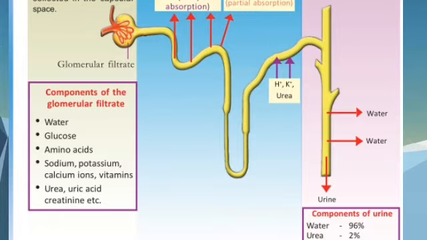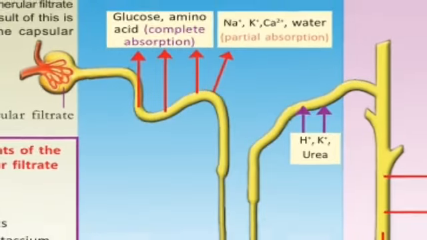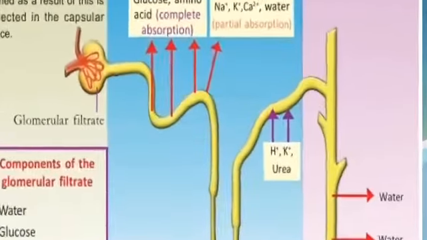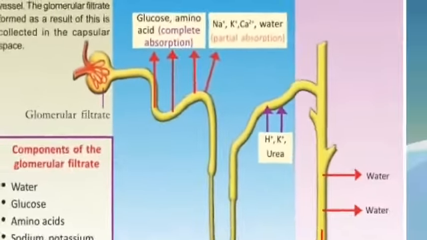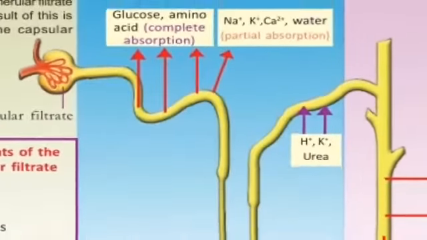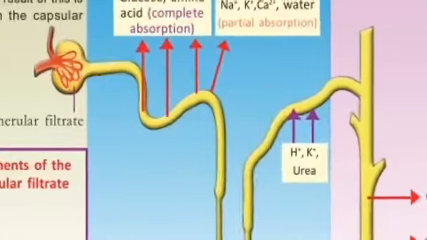The glomerular filtrate contains mainly water, glucose, amino acid, sodium, potassium, calcium ions, vitamins, urea and uric acid. Whereas the urine contains water, urea, sodium chloride, potassium chloride, calcium ions, phosphorus, creatine, all these.